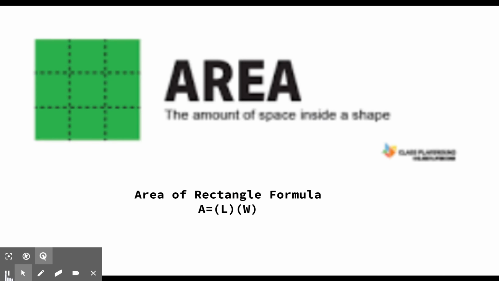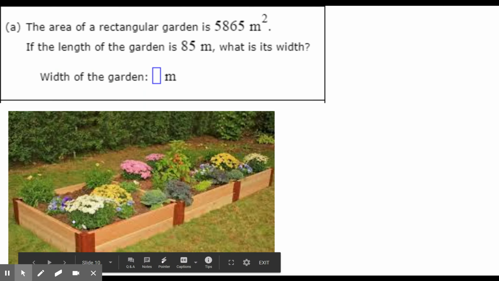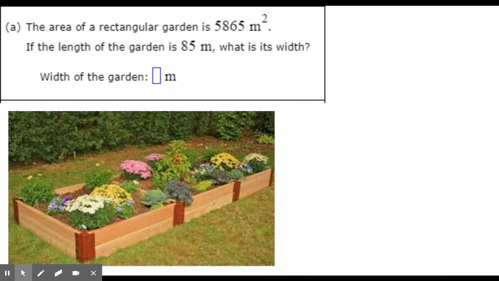Now we're going to start looking at area. So recall that since area is actually the space inside, it requires a different formula. The formula for area is just length times width. Okay, so the area of a rectangular garden is 5,865 meters squared. If the length of the garden is 85 meters, what is its width?